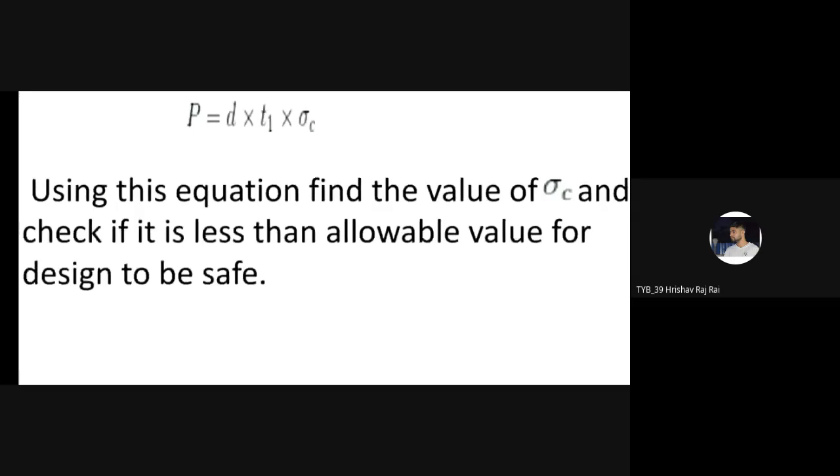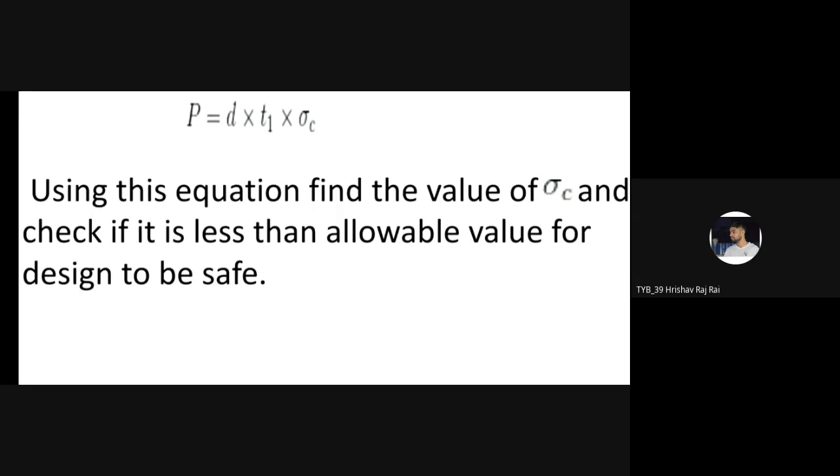Now, at this stage, if we know the value of P, because the D value and T1 value we have already calculated, and if we know the sigma C value from the material property, we can put that value and calculate P. Or if we know the P value, that is the force which has to be transmitted, then we can calculate the value of sigma C. And here we have to check whether that sigma C value is less than the design compressive stress or design crushing stress. If it is less, then we can write the comment that the design is safe.